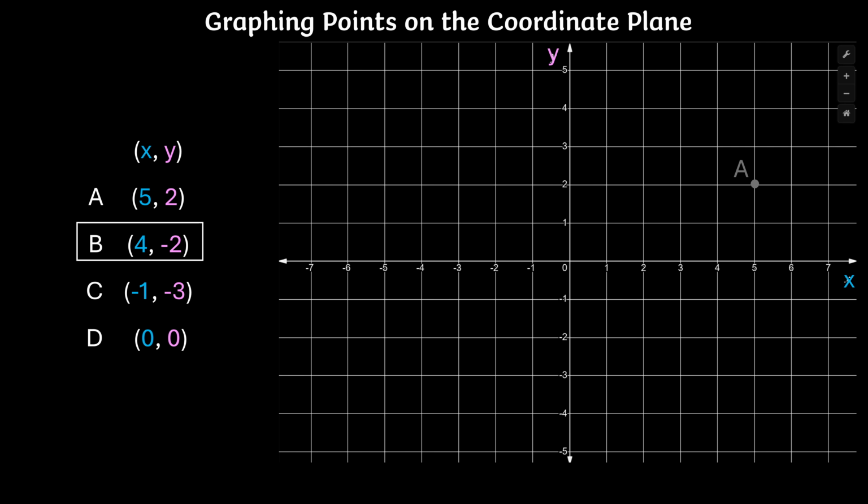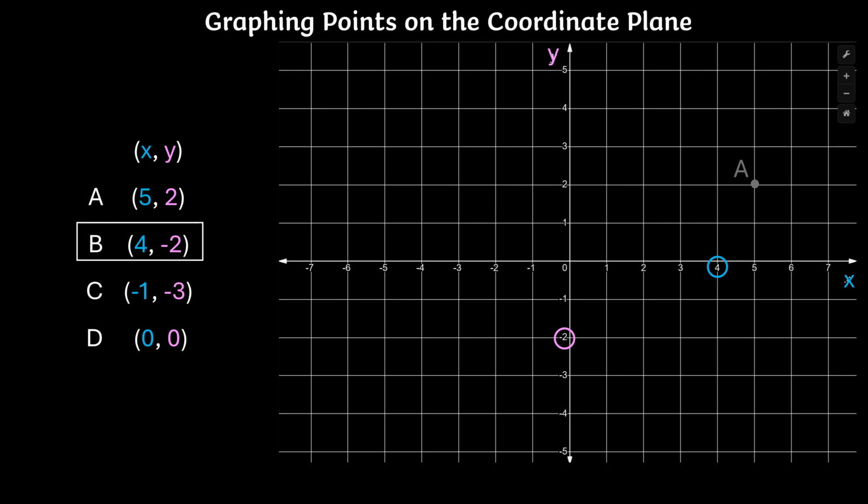Now let's look at point B, which has a negative number. First, we find the x-coordinate at 4 on the x-axis. The y-coordinate is a negative number, so this time we'll need to follow the y-axis into the negative numbers. On a vertical number line, this means we travel down.